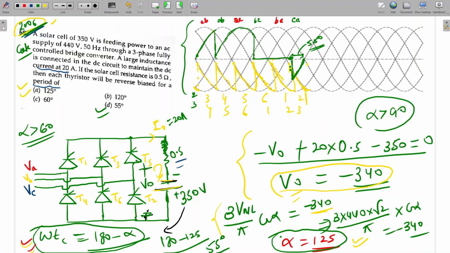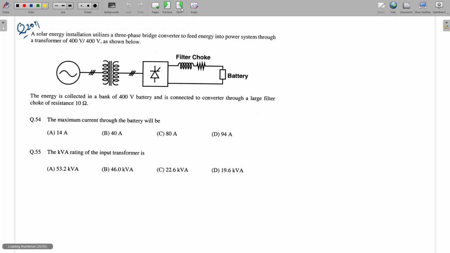Yes, sir. Okay. So now moving to the next question. This is a very good question, like the one from 2011. Here, the same thing is happening. The battery is feeding power back to the source. So how can the battery feed power back to the source? The polarity should be like this one. They are saying that a 400 volt battery is given, and some resistance is given here. So they are asking what will be the maximum value of the current through the battery.